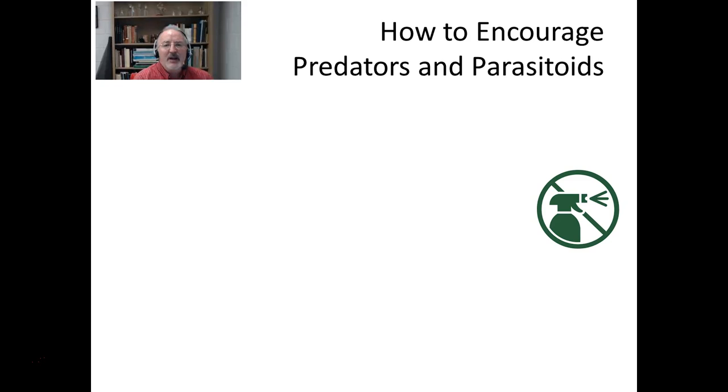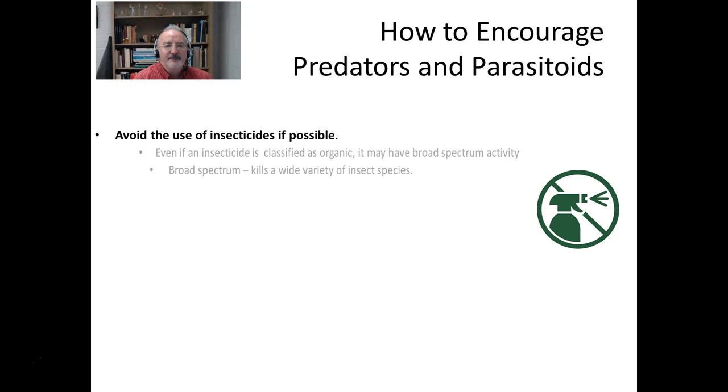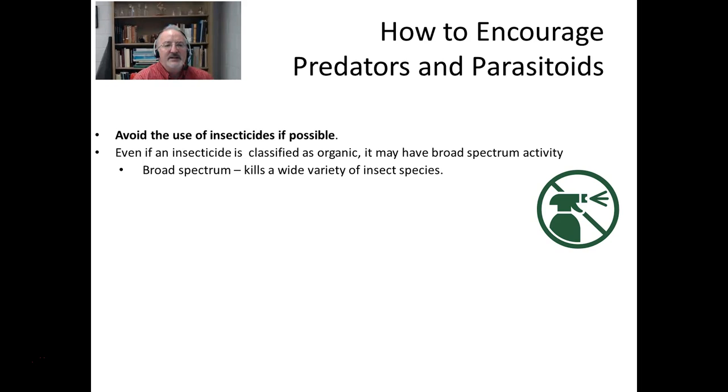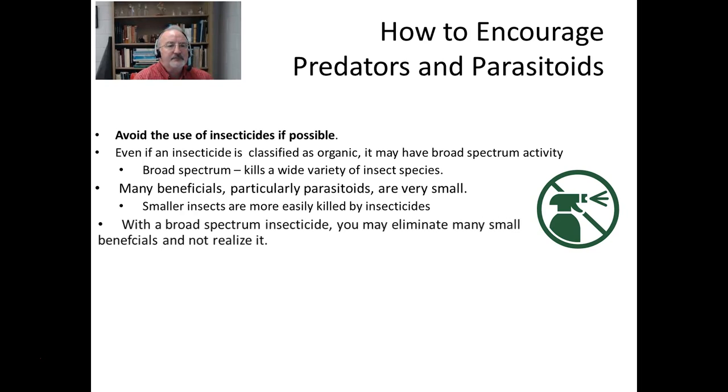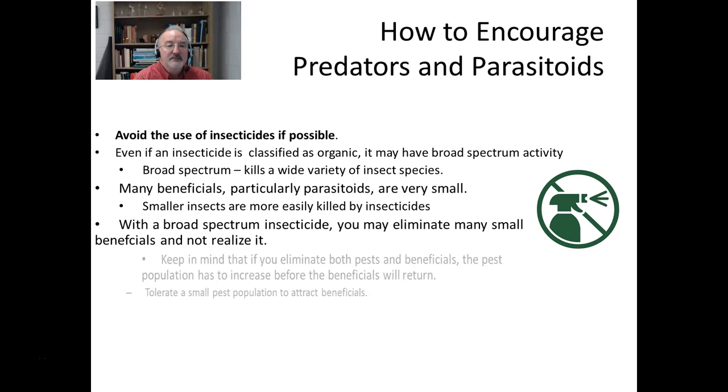Predator and parasitoid populations are both to be encouraged. Here's the number one thing. Don't use pesticides unless you have to. Even if an insecticide is classified as organic, it may have broad-spectrum activity, which means it kills a wide variety of insect species. Many beneficials, particularly parasitoids, are very small. Smaller insects are more easily killed by insecticides. If you use a broad-spectrum insecticide, you may eliminate many small beneficials and not even realize it.